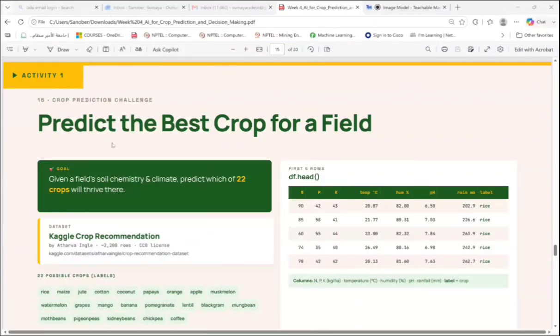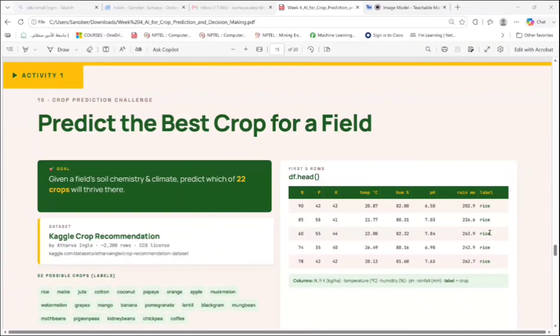Notice that these are not identical. What do I mean by this? They are not identical. If you see the pH value, the first is labeled as rice with 6.50, but in the third row, the pH value is 7.84, and it is still labeled as rice. So machine learning does not require every rice example to have exactly the same value. Instead, it learns the approximate combinations and ranges associated with each crop.